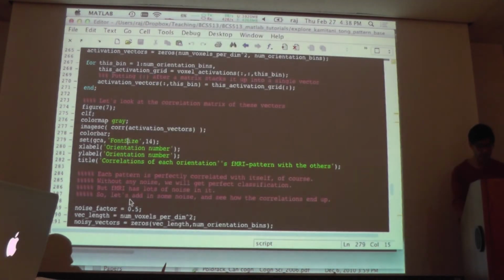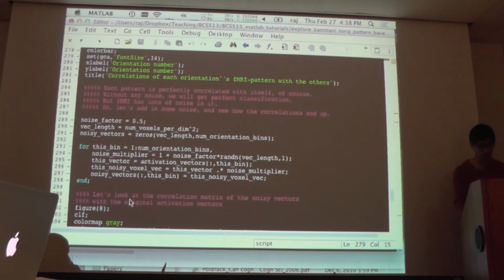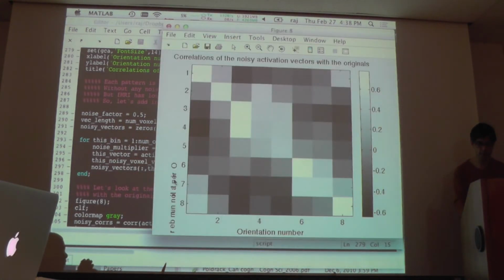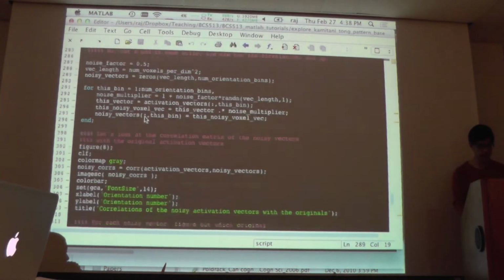So here's where you add in some noise. We only have a couple of minutes, so I'm going to skip that. You just literally add some noise to those matrices, and you end up getting slightly less good correlations, which is kind of what you'd expect. Okay, how do you turn this into a classification? It's really actually not that difficult.